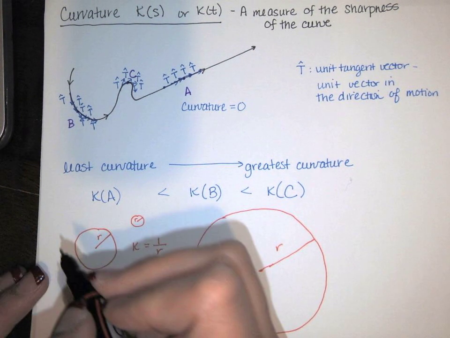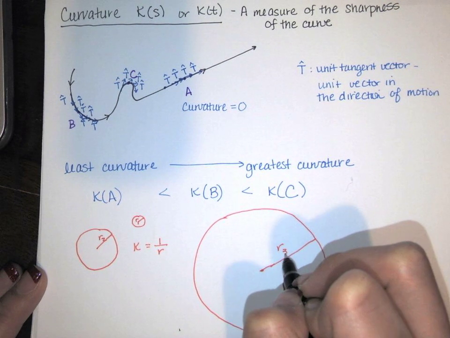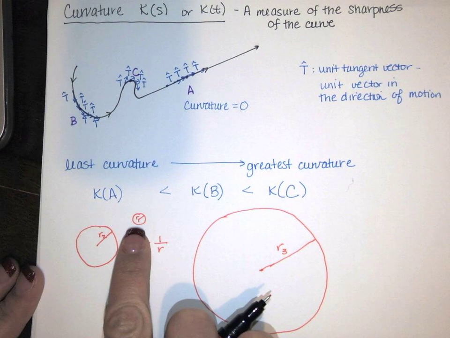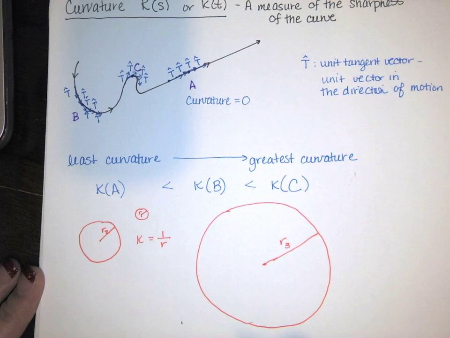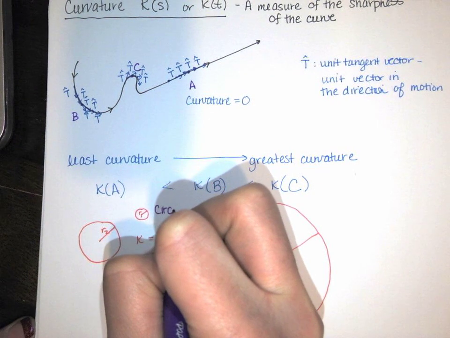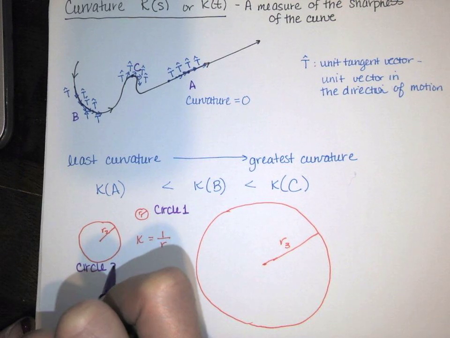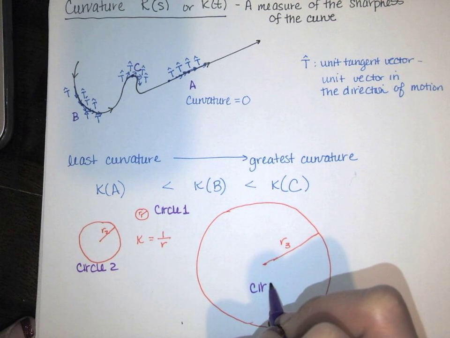So these 3 circles, I'm going to call this one R1, this one R2, and this one R3. The one with the smallest radius has the largest curvature. So I'm going to label these 3 circles. This is circle number 1. This is circle number 2. And this is circle number 3.